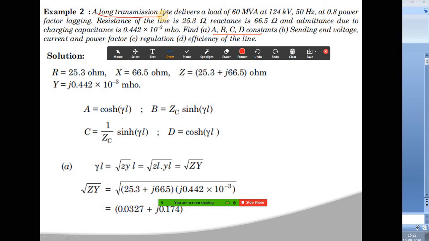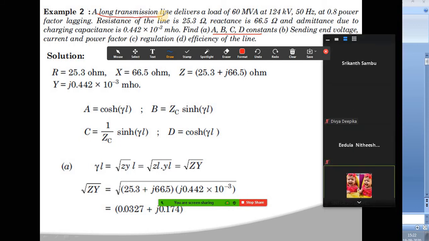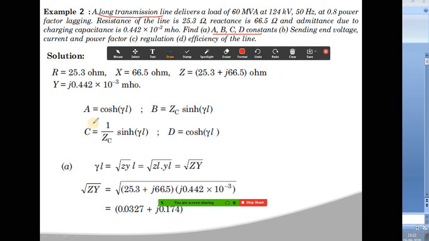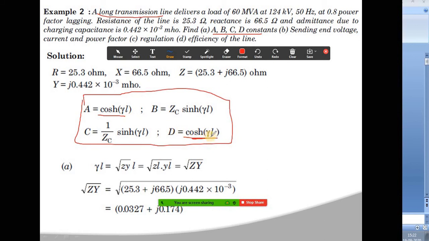The analysis of a long transmission line is generally done by using the rigorous solution or exact solution method. In that, the ABCD constants are these. A is equal to cosh gamma L, which is also the same as D. So A is equal to D, which is equal to cosh gamma L, and the B value is ZC into sinh gamma L, and the C value is 1 by ZC into sinh gamma L.